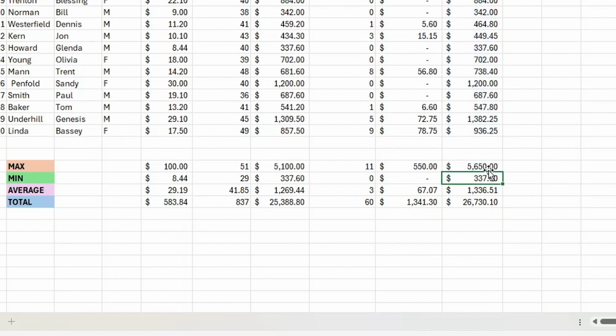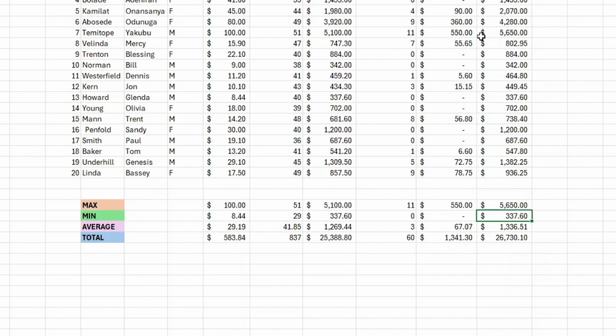So the highest paid is 5,650, and that's Temitope Yakubu. Yes, he earns $100 per hour. He works 51 hours. His overtime hours is 11 hours. So that is why he is the highest pay.